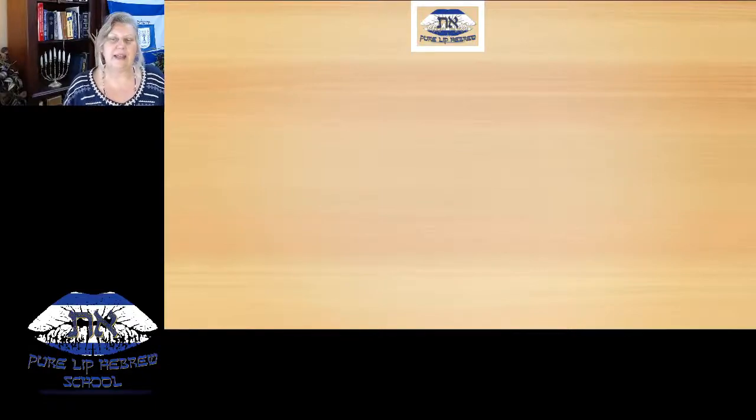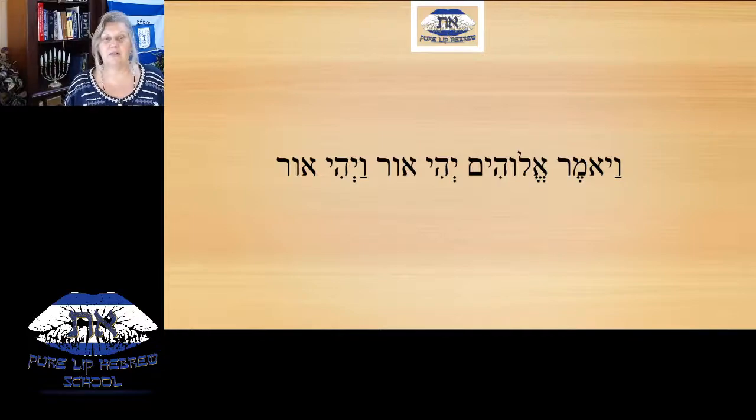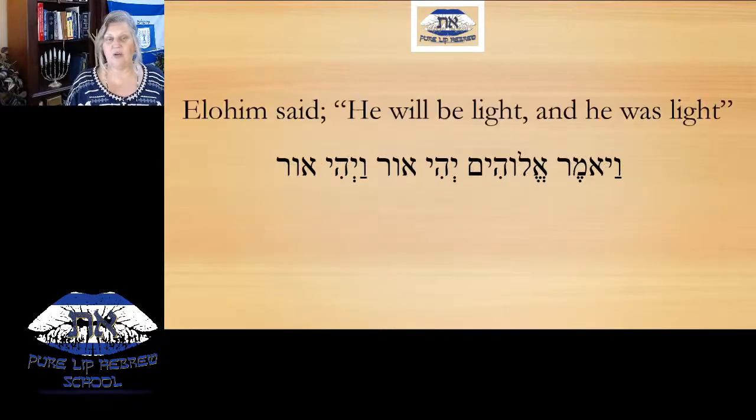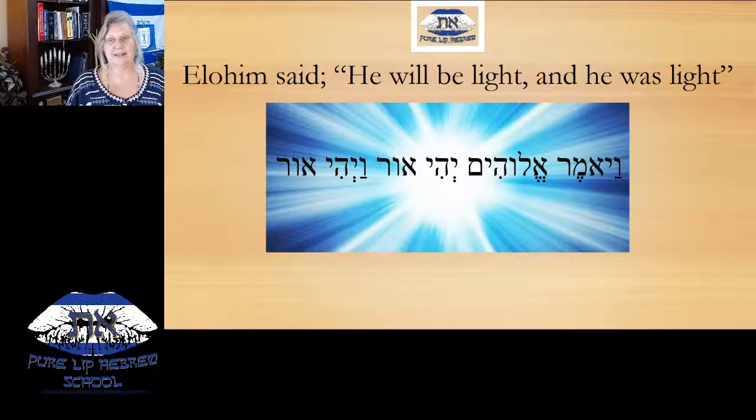In the beginning, Elohim spoke all into existence. Vayomer Elohim yehi or vayehi or. Elohim said he will be light, and he was light. Now, if he spoke, there had to be words. In the beginning was the Word. If there were words, then there were letters. If letters, then a language. I believe that he spoke everything into existence in the Hebrew tongue. So we could call Hebrew the native tongue of our Creator.